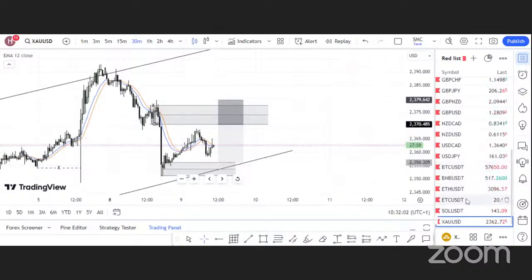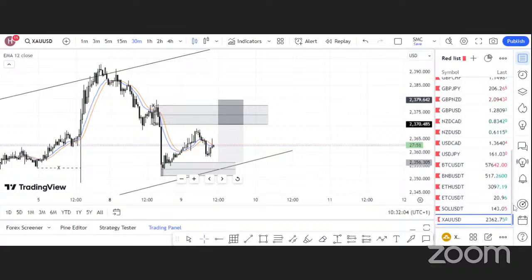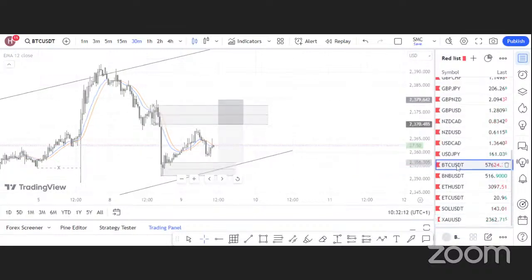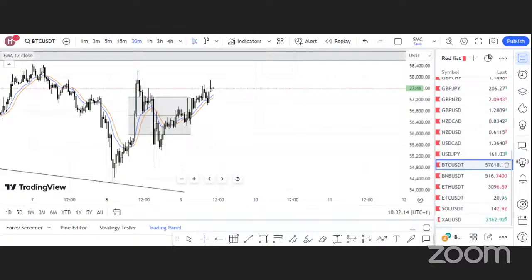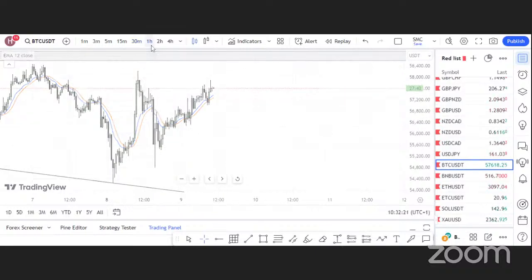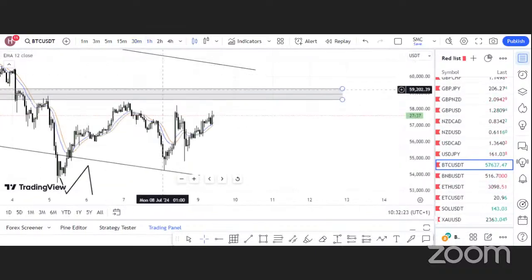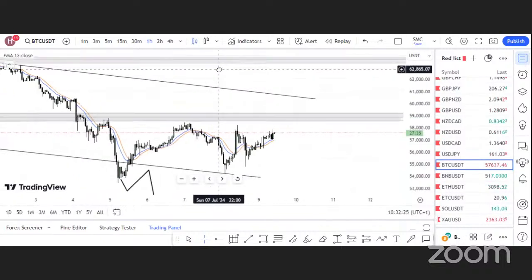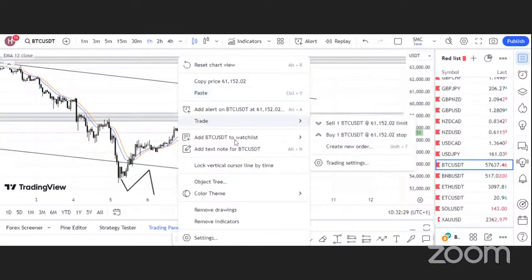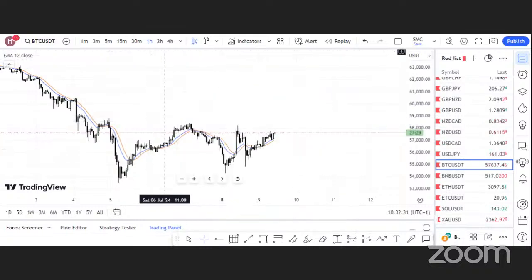Now let's go to another instrument. Let's do a crypto instrument this time around. Okay, so let's do BTCUSDT first. So here we have BTCUSDT. I'm just going to delete all the previous analysis.